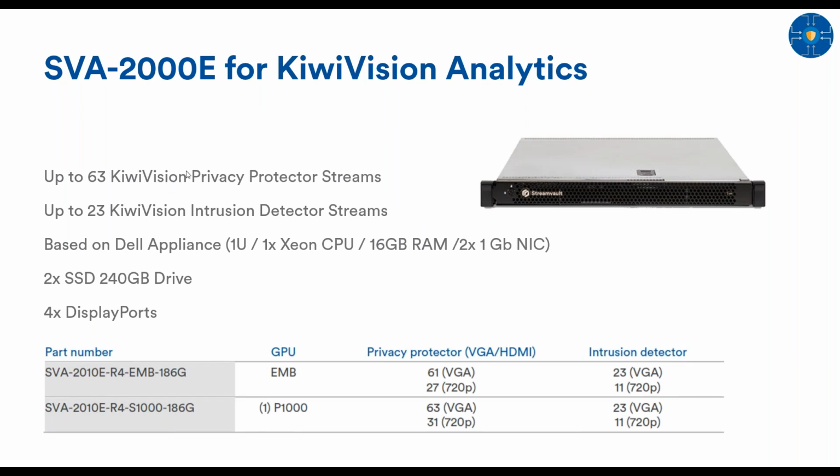Finally, the SV2000E. The numbers are exactly the same as the 1000E. It's only if you want to have 2 hard drives, the other one only had 1. So that's really the big difference in between, and all the numbers are exactly the same for the rest.